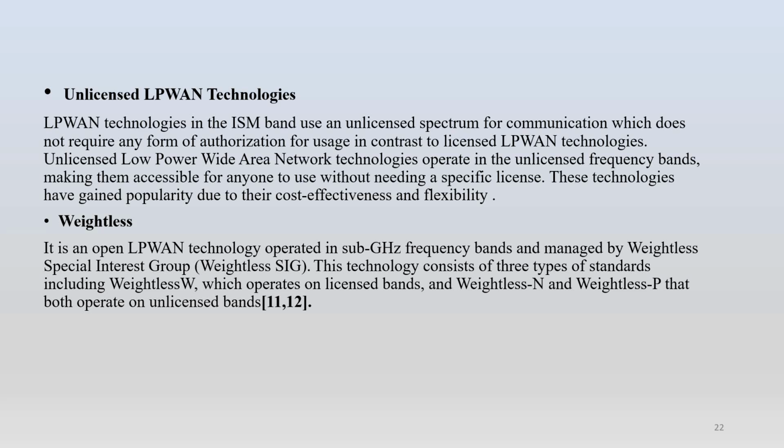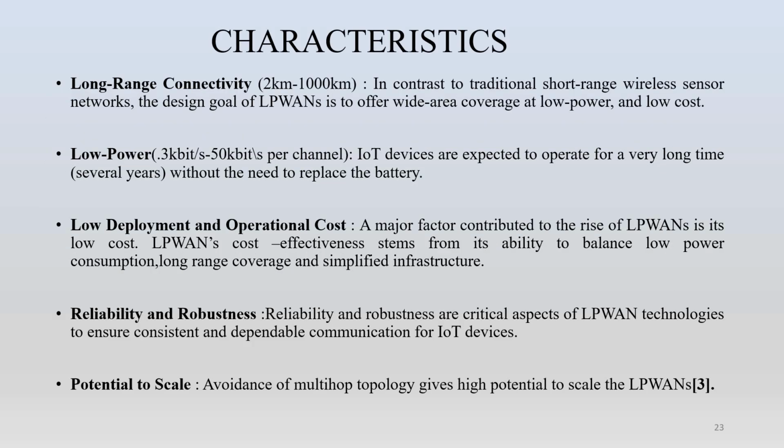Coming to Weightless, it's an open LPWAN technology operated in sub-gigahertz frequency bands and managed by the Weightless Special Interest Group, also called Weightless SIG. This technology consists of three types of standards, including Weightless-W, which operates on licensed bands, and Weightless-N and Weightless-P, which both operate on unlicensed bands.